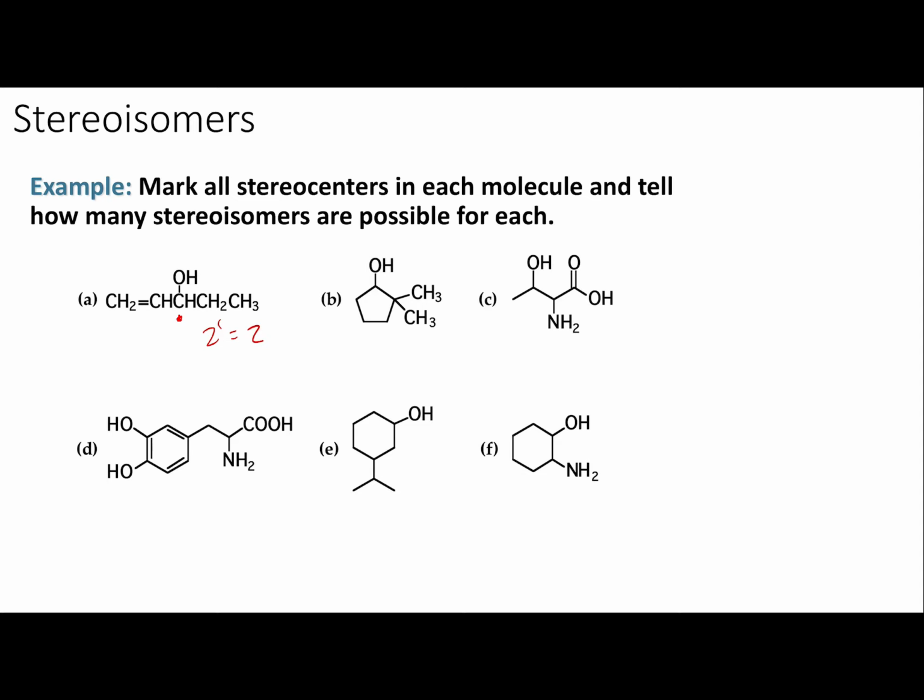So 2 to the 1 equals 2. Don't forget about the hydrogens that are hidden back there. All these line angle structures, right? We don't always show the hydrogens.